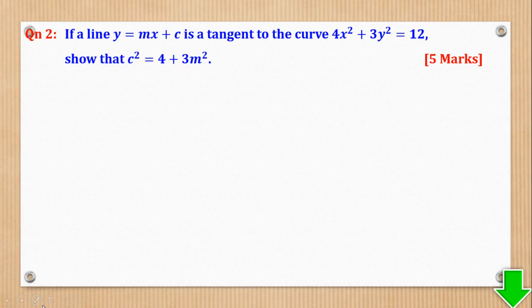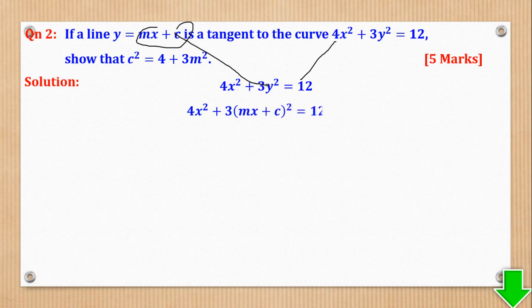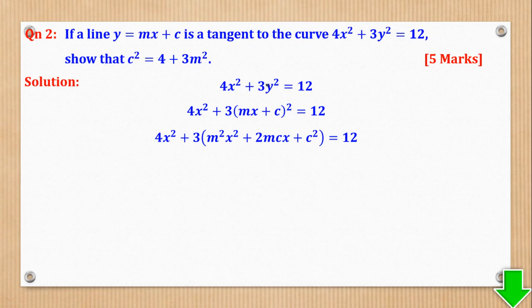It says, if a line y equal to mx plus c is a tangent to the curve this, show that c squared is equal to 4 plus 3 m squared. Okay, so we need some condition of tangency. So what we do, we get this curve, then we substitute this equation of a line here to get a quadratic equation in x. So when I expand this bracket, you come up with this, then put this 3 inside, you come up with that.